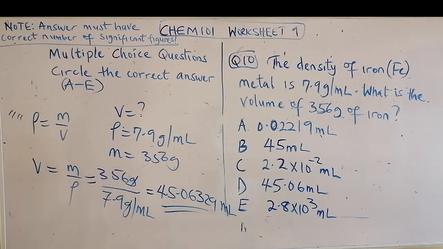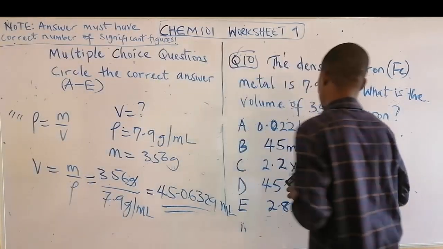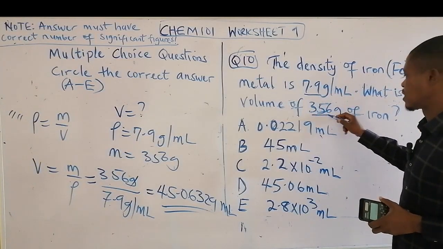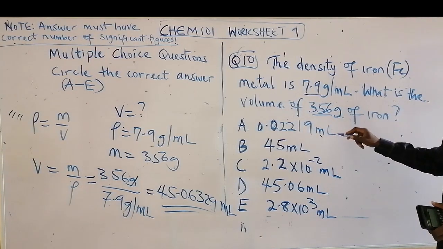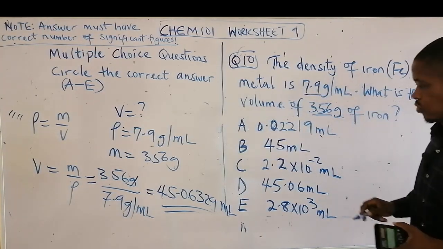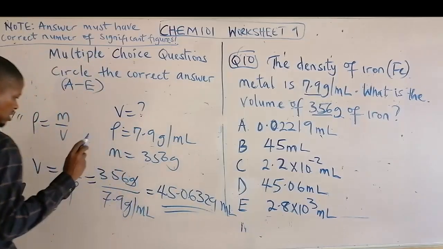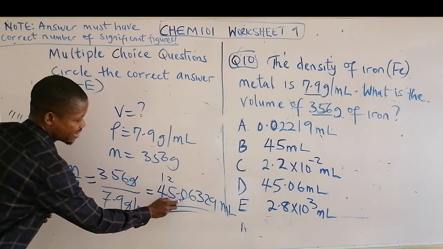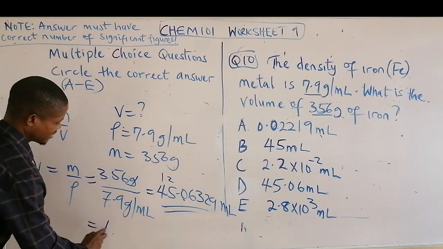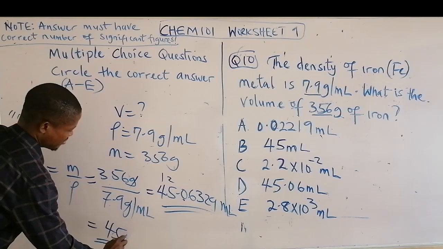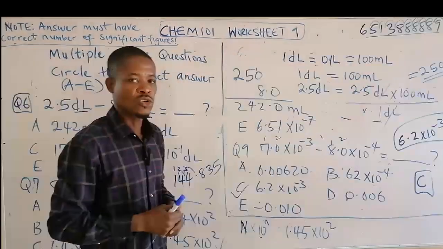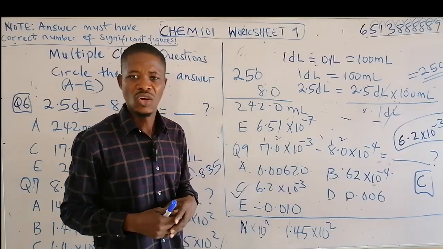So let's now check the rules of division. What's the least significant figure here? This one has 2 significant figures. This one has 3 significant figures. So the least is 2. So we're going to take this answer to 2 significant figures. That will be 1, that will be 2. So the answer is what? And what we have here, when you round it off, is not up to 1. So the answer is 45 milliliter. That's on this question. The answer is B.